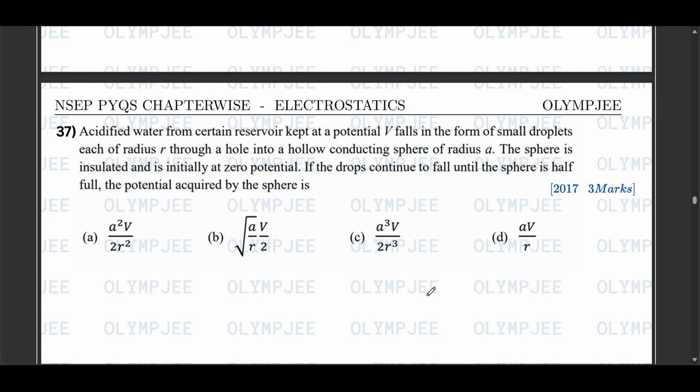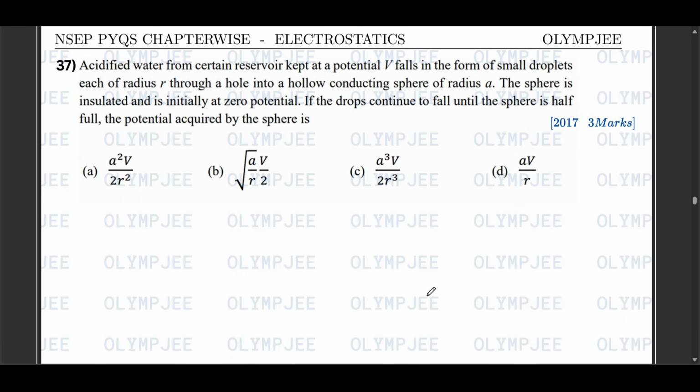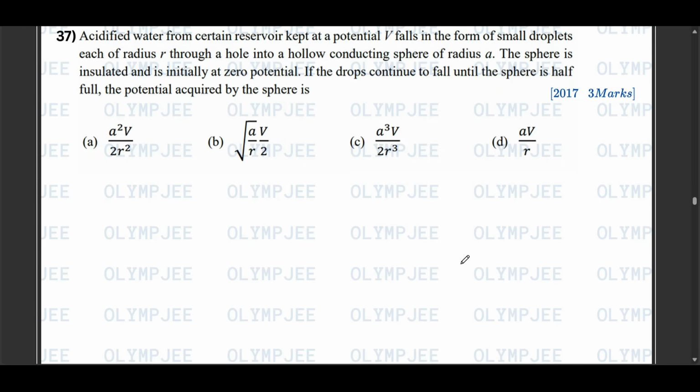Question 37 says an acidic water from certain reservoir kept at a potential V falls in the form of small droplets, each of radius r, through a hole into a hollow conducting sphere of radius a. The sphere is insulated and is initially at zero potential. If the drops continue to fall until the sphere is half full, the potential acquired by the sphere is. Okay.